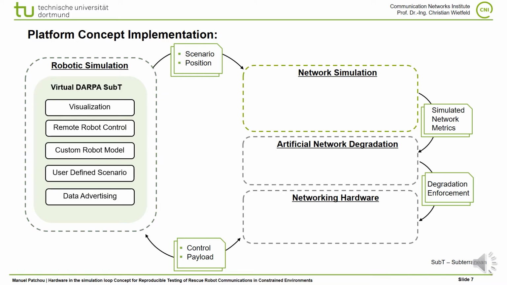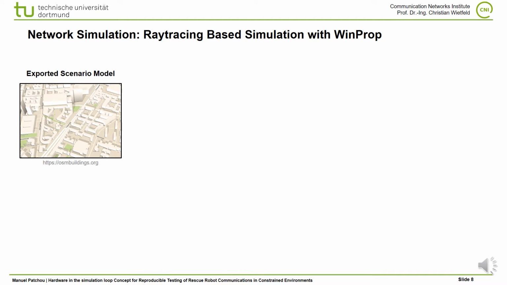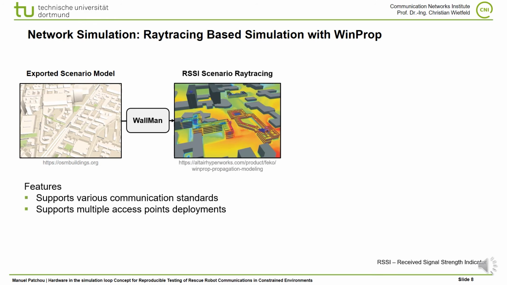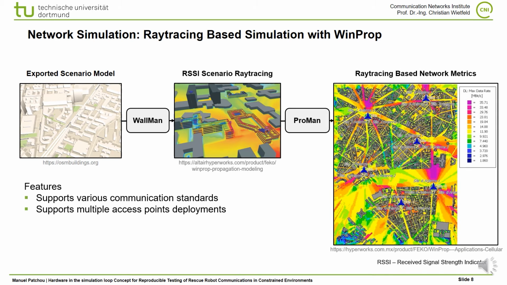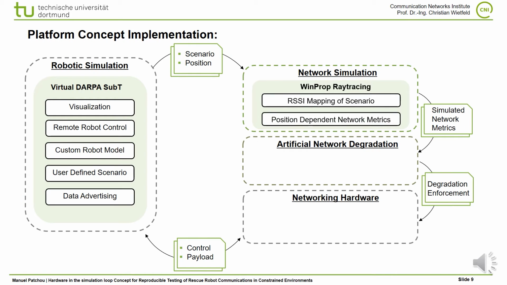Next, we must define the network simulation component. For the network simulation, we used the Altair WinProp tool to generate signal strength, heat maps, and technology-specific connectivity maps of the simulation scenario. The network simulation being set, we move on to the artificial network degradation.